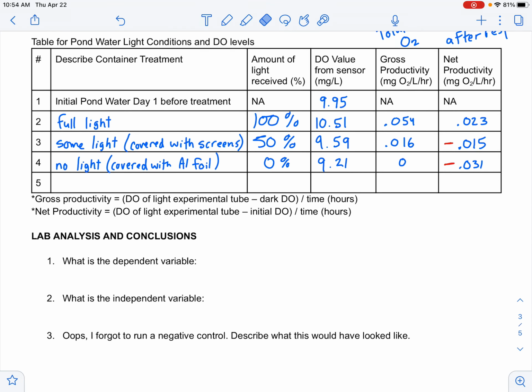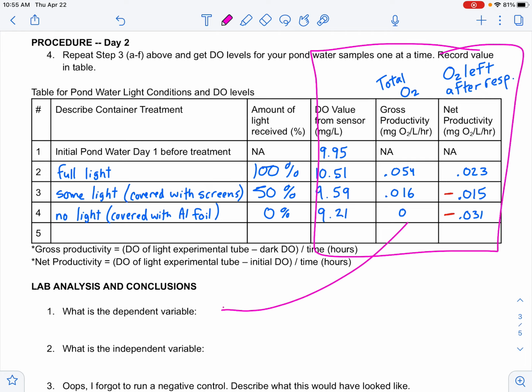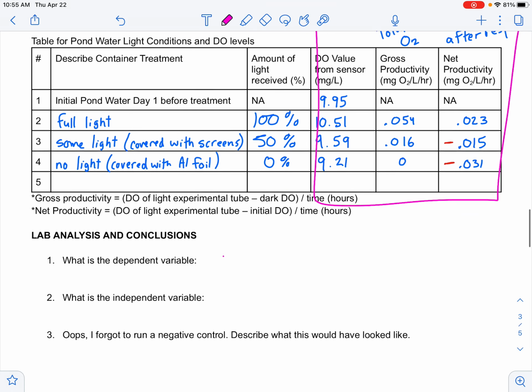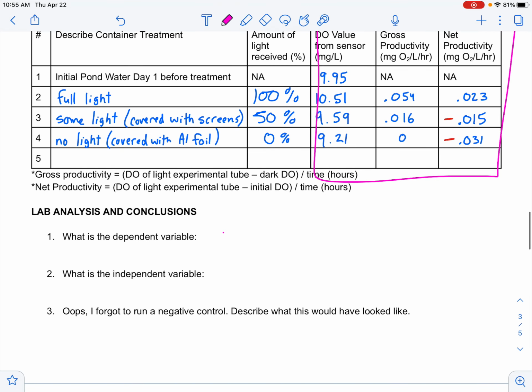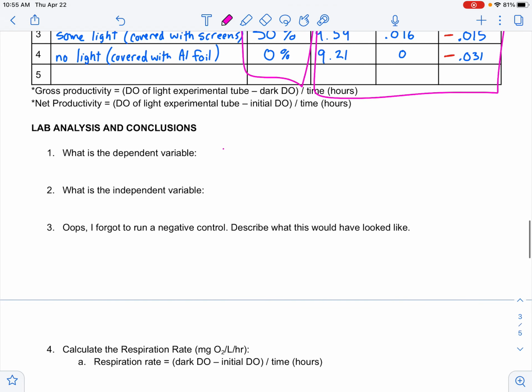This experiment's dependent variable is what we were measuring, right? We were measuring these 3 columns there, so that's maybe tricky. But I would say that the dependent variable is productivity, right? So whether it's gross productivity or net productivity, it's the amount of photosynthesis that's occurring, and we're measuring that as productivity. You could also say, I suppose, that the dependent variable is the raw dissolved oxygen value that you're recording. The independent variable, of course, is the setup, right? How much light was being received. Oops, I never ran a negative control. What would that look like?